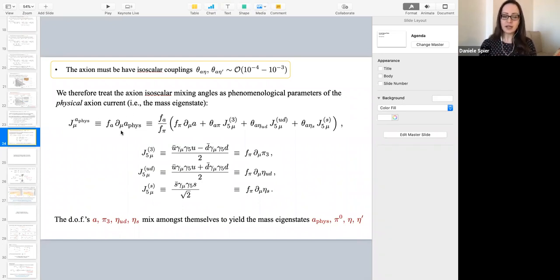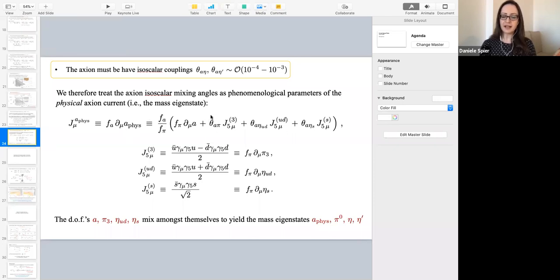So this is the physical axial current, and I'm calling it physical because it's very important to say that this must be the physical axion, which is the mass eigenstate. This is the one you get after you take into account all of the mixings of the axion with the pion, eta, and eta prime. And so you can parametrize the physical axial current in this way.